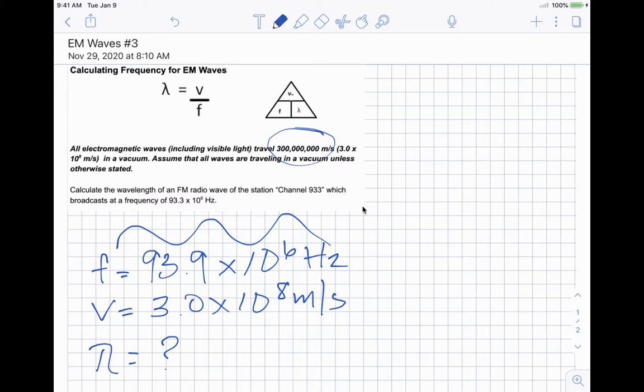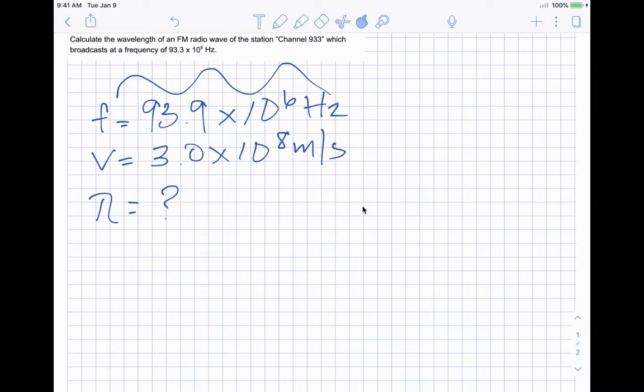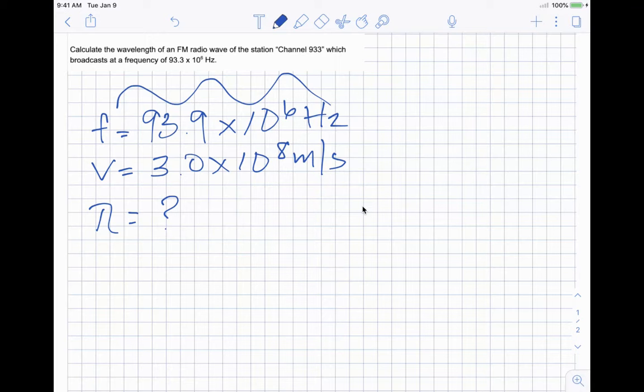So if we're calculating wavelength, we can come up to our triangle, cover up the wavelength variable, and we see that we're calculating with velocity over frequency. So that is going to be our formula. And I'm going to move this up so I have plenty of room. So my formula is going to be wavelength is equal to velocity over frequency.